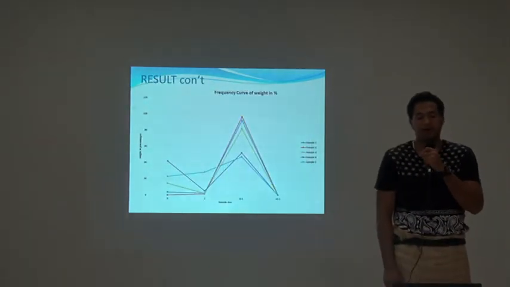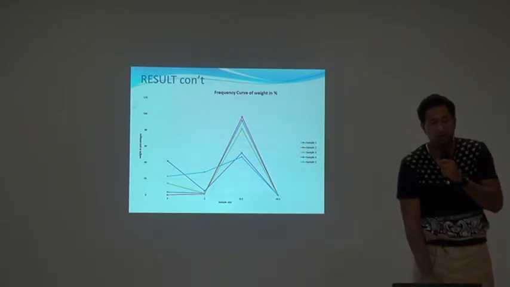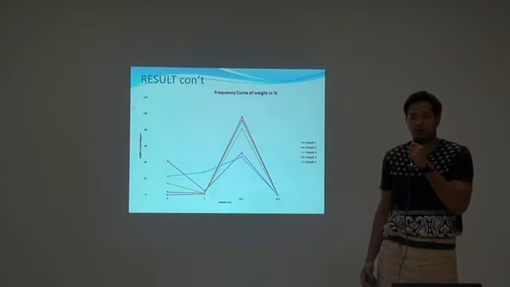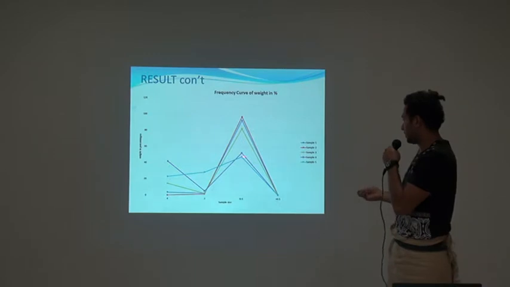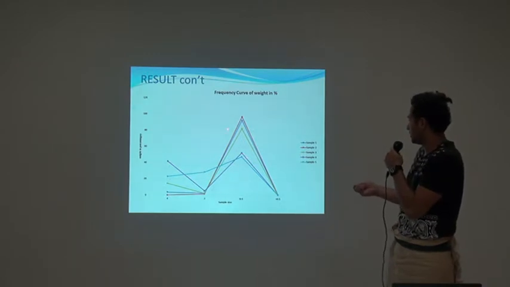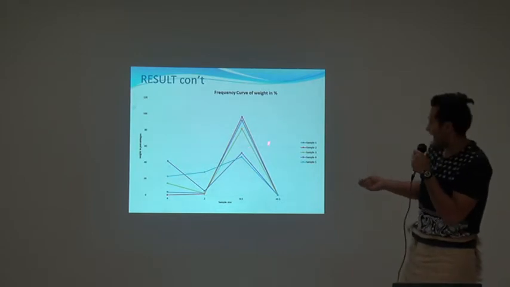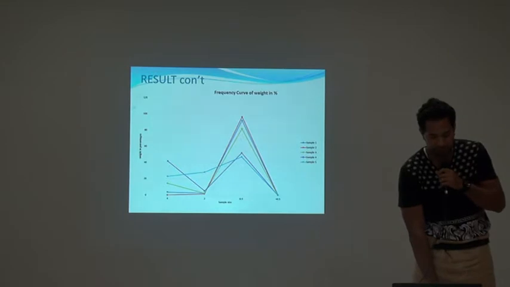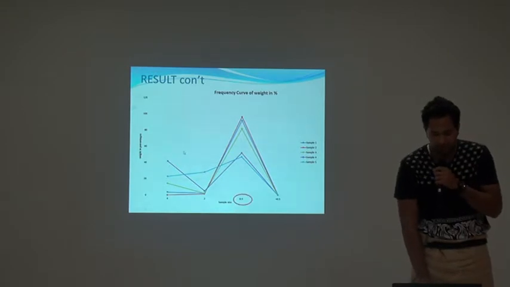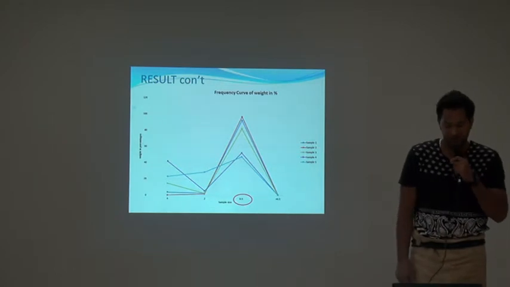This frequency curve of weight in percentage can tell us which sediment size was dominant in our samples. As you can see, the weight at this size in every sample is higher than the other weights. It is the 0.5 millimeter size that dominates our samples.